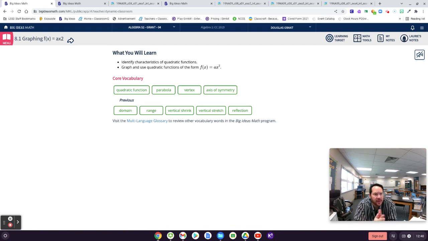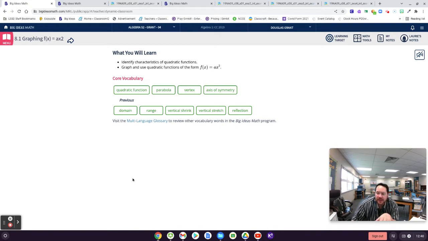Ahoy! 8.1 is about graphing f of x equals a times x squared. The little square here is not a square. I don't know why it's not showing up. Anyway, here it is. There's a lot of vocab that you're going to get used to for this chapter.